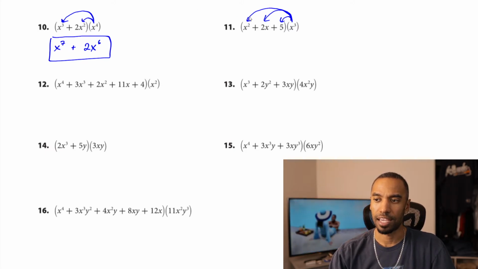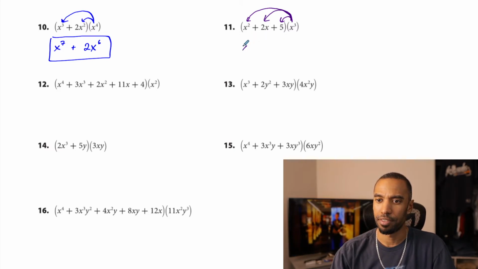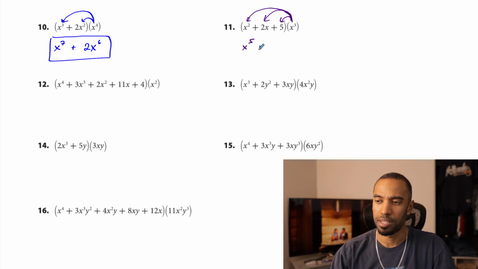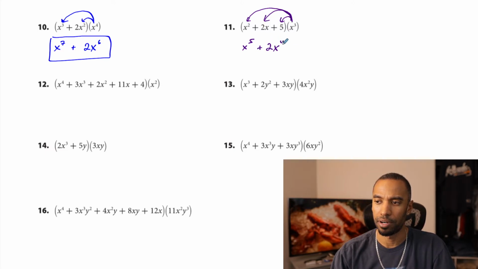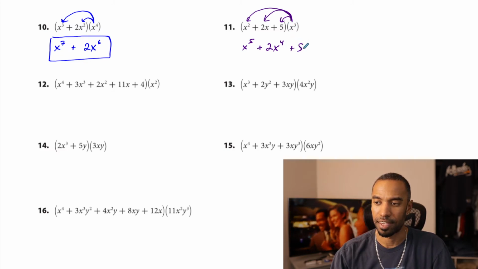X cubed times x squared ends up being, hold on, let me change the color, x to the 5th. X cubed times 2x becomes 2x to the 4th power. And x cubed times 5 becomes 5x cubed.